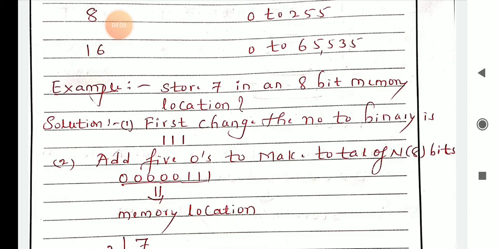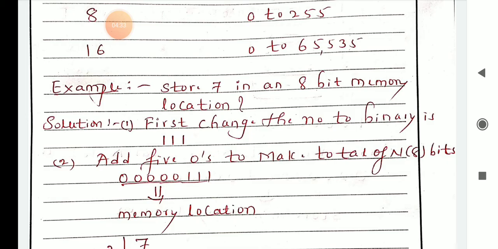If you want to represent your unsigned integer, first change the number into binary. Whatever the decimal number 7 is, you have to convert it into binary form, which is 0s and 1s. So the conversion is 1 1 1. You have to represent it in binary form. So the first step is to change the decimal number into binary.